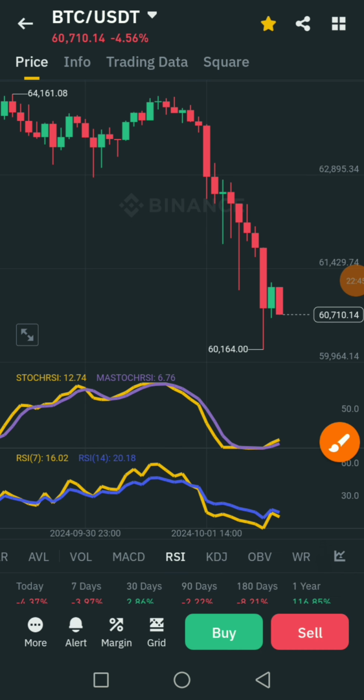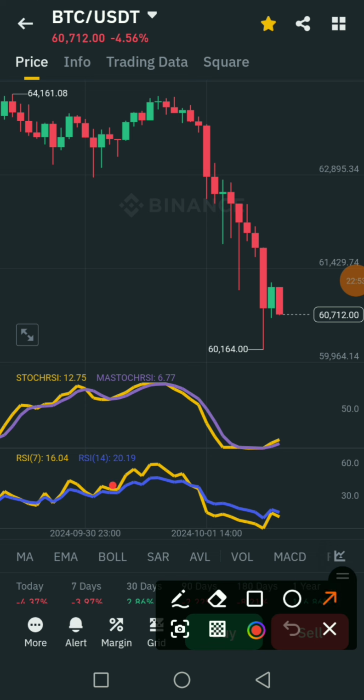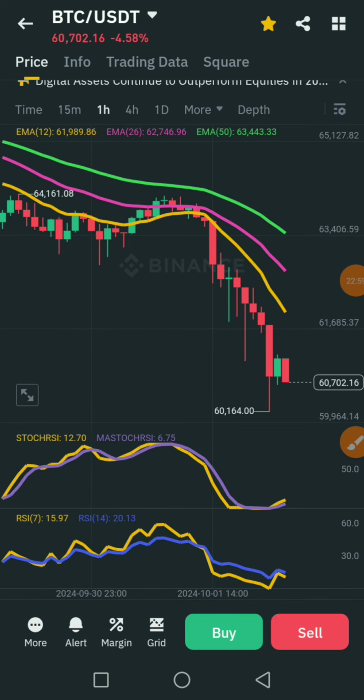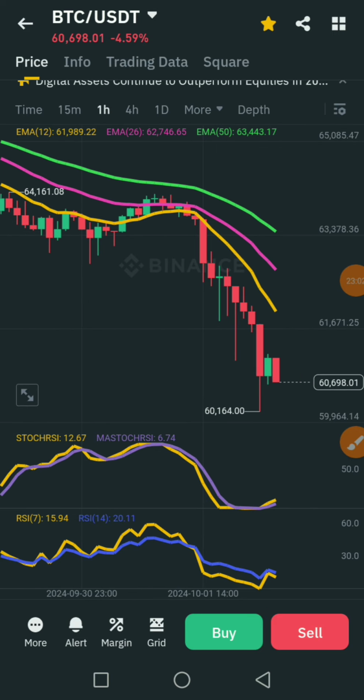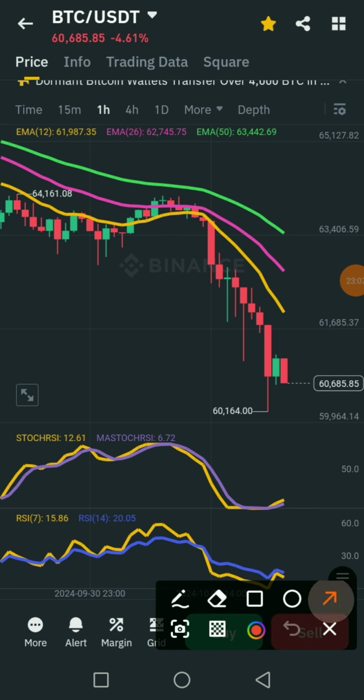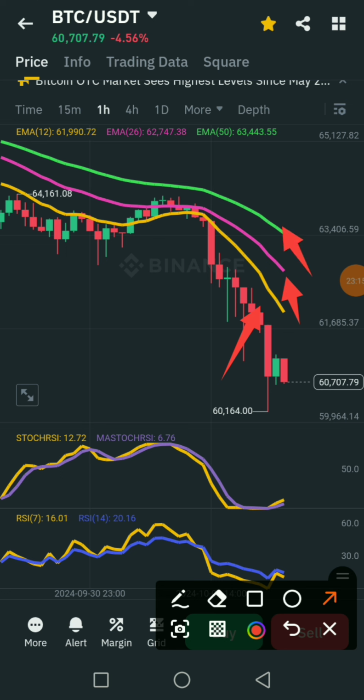Okay, so all you have to do is to come to this indicator settings down here and click on EMA over here. All right, so just click on EMA and it's going to bring these lines. Okay, so when you bring this line, what you are looking for is you want this yellow line over here to cross above this purple line, okay, and then cross above this green line. So when the yellow line on the EMA crosses above the purple line and crosses above the green line, then it is an indication that you should buy.